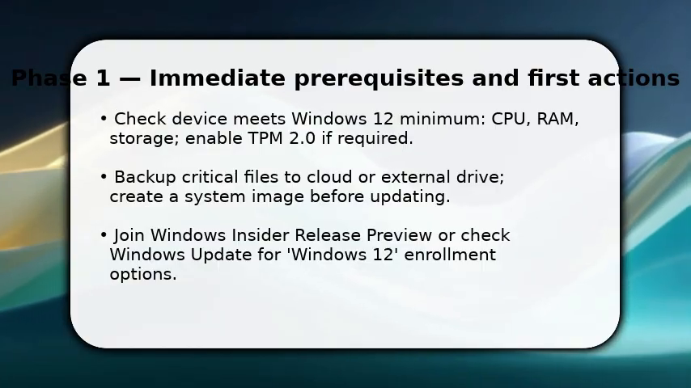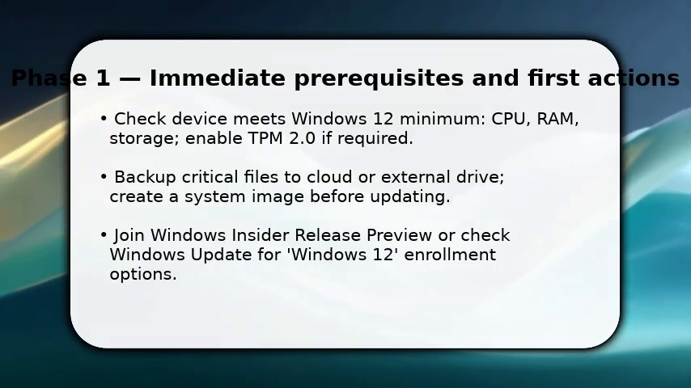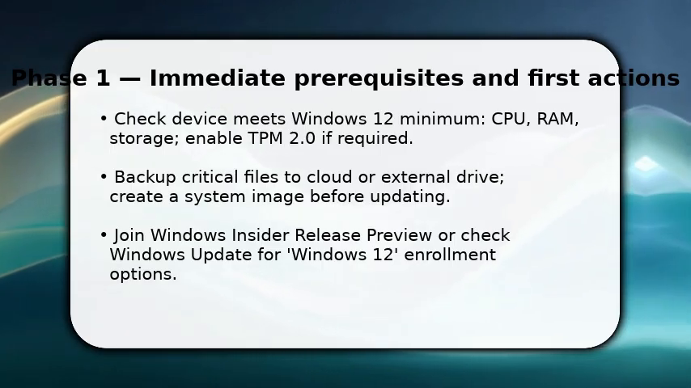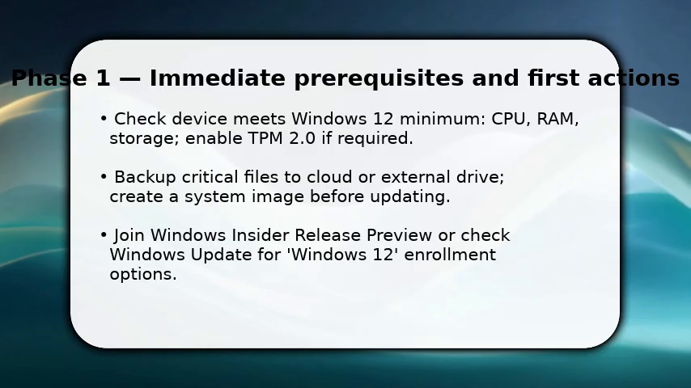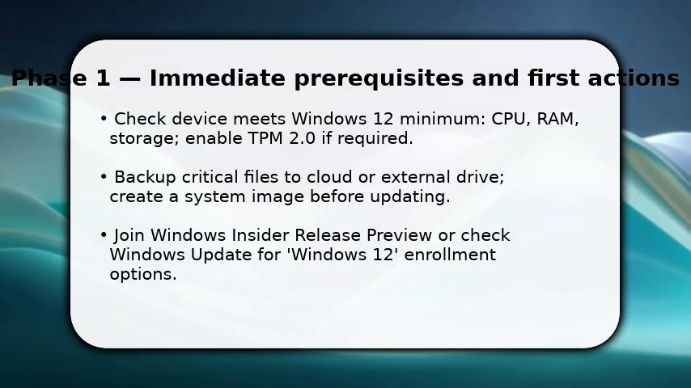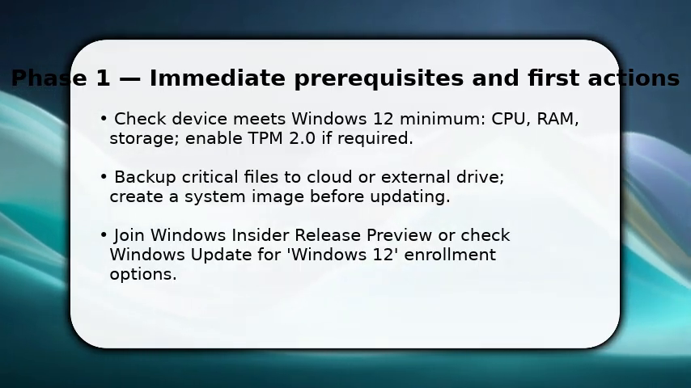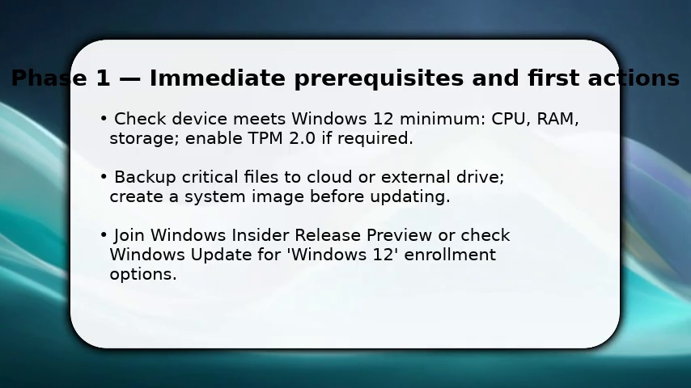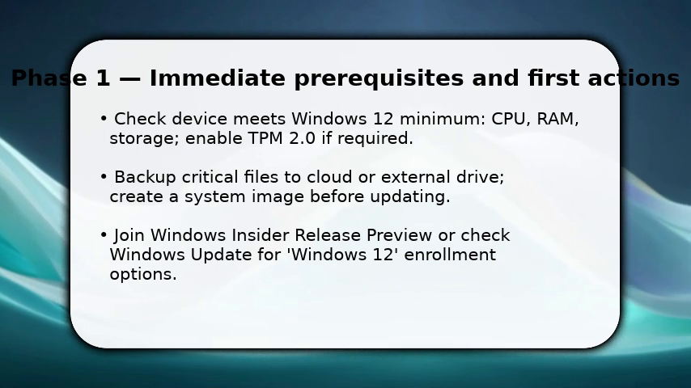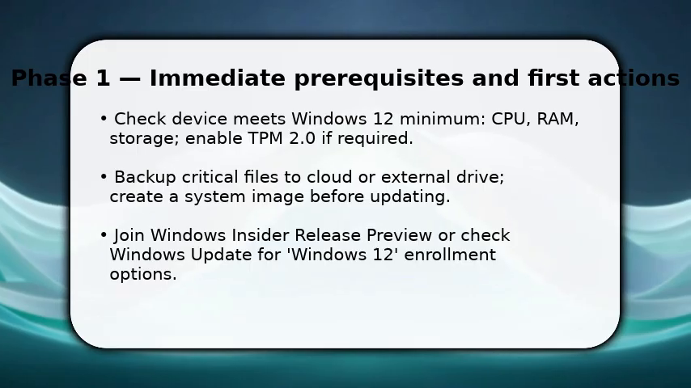You start by verifying hardware and security requirements. That avoids mid-install failures. Once done, back up your data, cloud plus an external image, so you can roll back if needed. Next, enroll in the correct channel, the release preview or the official rollout path. This ensures you receive the Windows 12 upgrade package. Make sure TPM and Secure Boot are enabled in firmware, and free at least 20% storage to let the installer expand temporary files. This speeds the download and reduces errors.